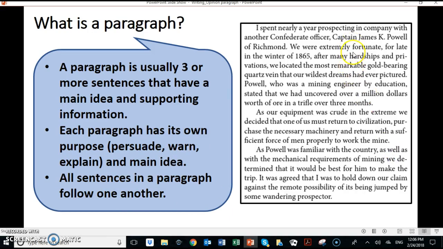And here we can see 1, 2, 3 paragraphs. Here we can see they're slightly indented. We can see that they're more than one sentence. All the sentences follow one another. And if we read them carefully, we'll see that each has a main idea and supporting information.